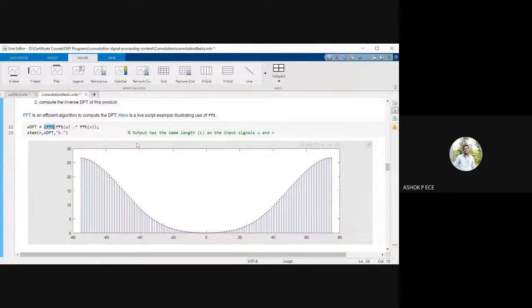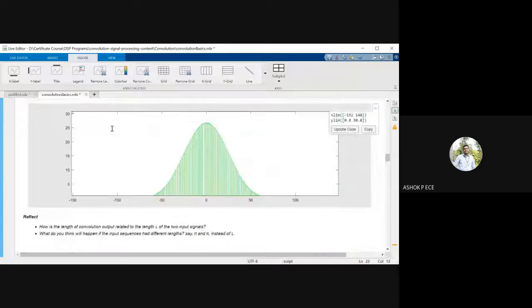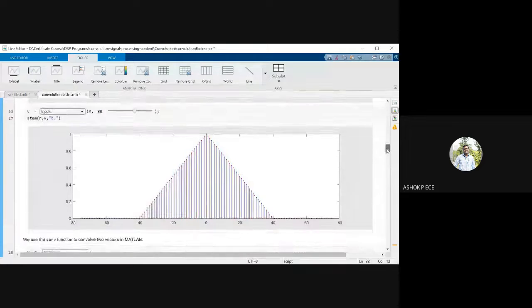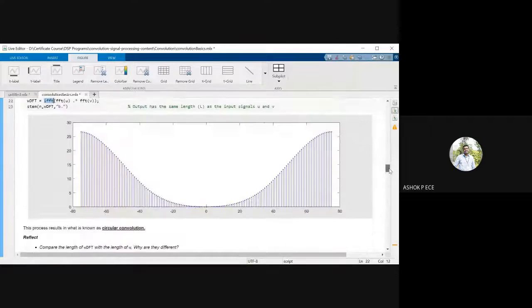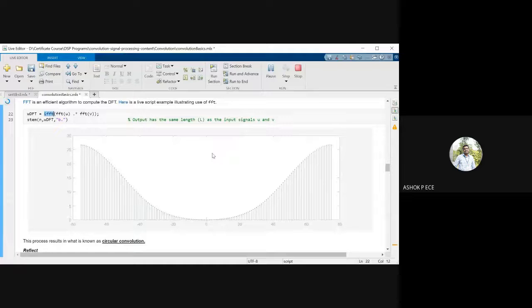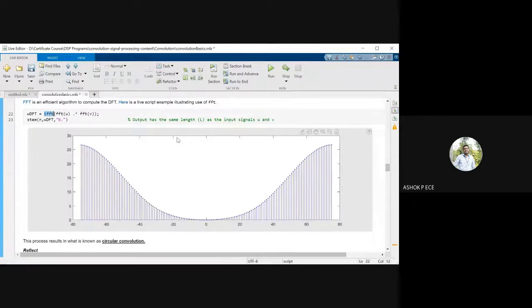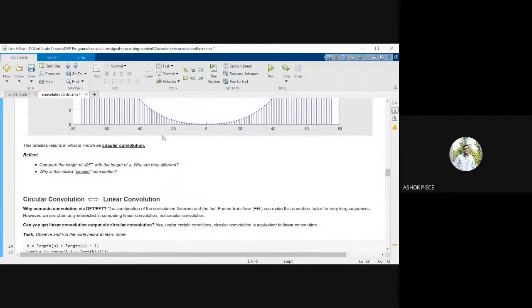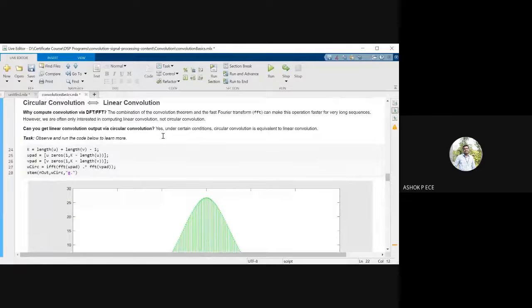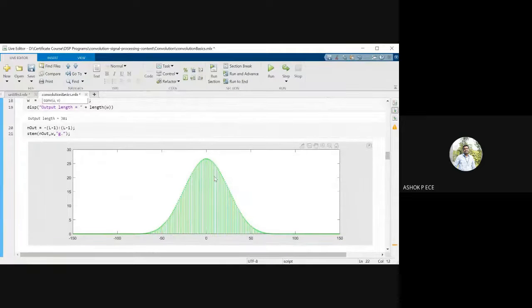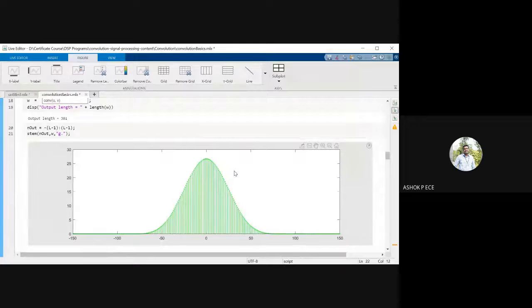You see here, the IFFT is taken. The FFT of the rectangular signal is taken, and the FFT of this second signal is taken and multiplied. Then the inverse FFT is taken again to see whether the answer is the same or not. Yes, see here. This is the answer we got using the inverse FFT method, and this is the answer we got using the normal time domain method. Both the answers are the same.